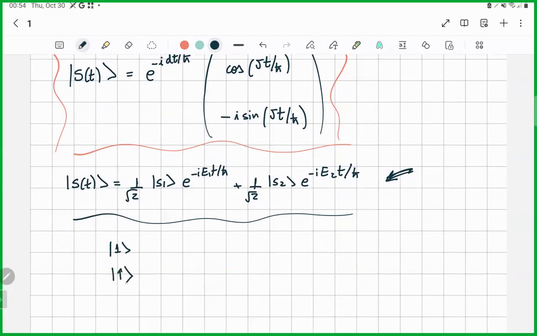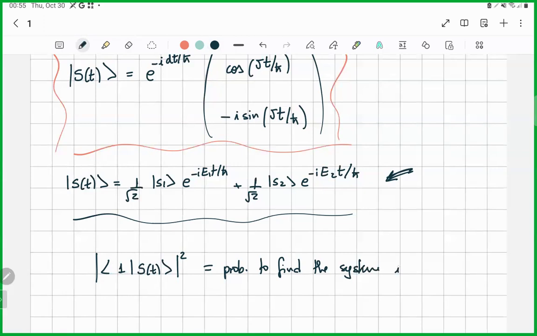I find the spin pointing up. How would I find this probability? I would look at, as we said, the inner product between that evolved state and that state up, which we are calling state 1, absolute value square. This will give us the probability to find the particle, the system, in that state 1, in that vector (1, 0).